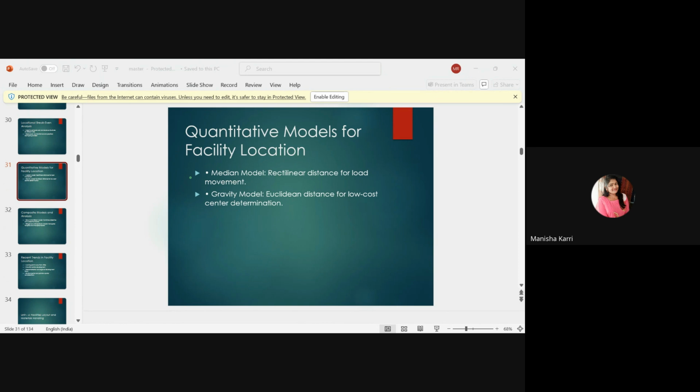And coming to the gravity model, this is a way to find the best central spot for a facility that keeps transportation cost as low as possible. For example, finding the best location for a distribution center so that it's close to several towns, minimizing the overall shipping costs. That is the gravity model. The median model is best for city-like areas with grid layouts to minimize the travel distance, and the gravity model is best for finding a central point that keeps cost low between locations. These two models generally help businesses pick the best place to build their facilities and save time.